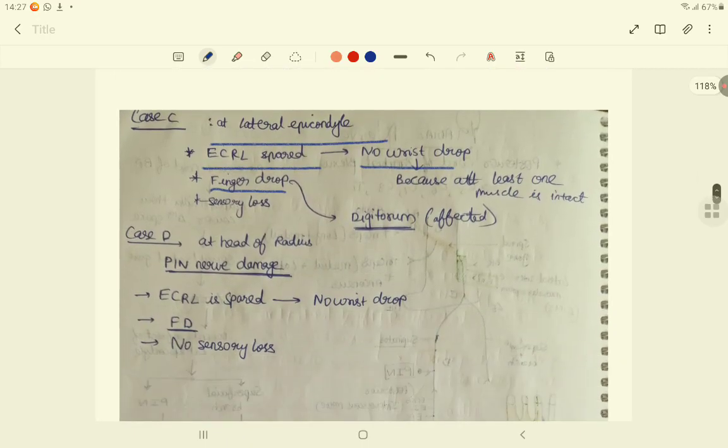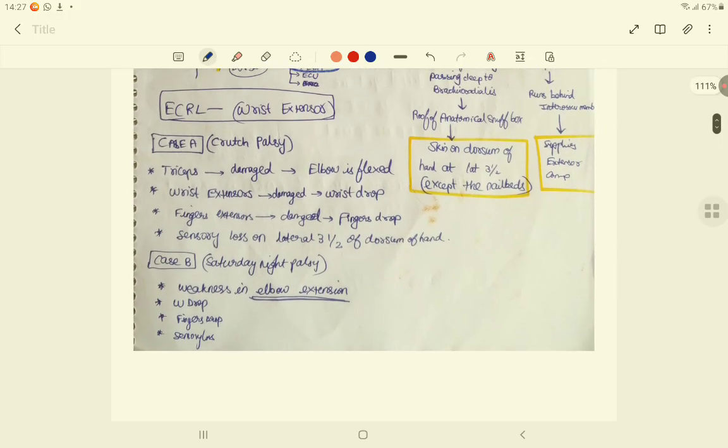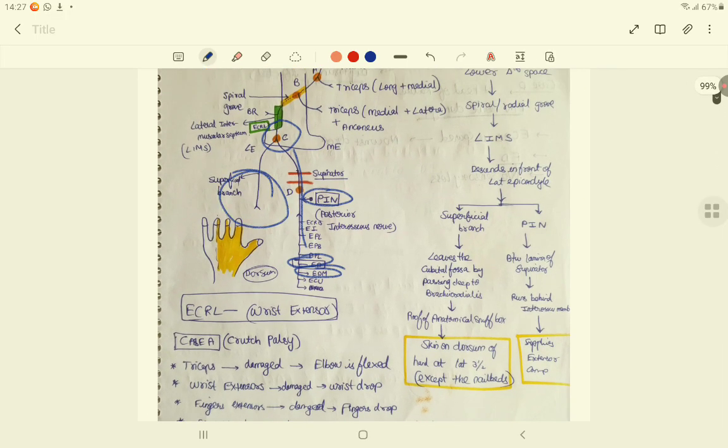So because of which there won't be any wrist drop, but there will be finger drop, and obviously there will be sensory loss, because this particular point is lost, right? I hope you understood case C. Case C occurs at this particular point. When there's damage over here, sensory loss will be there, and along with that, the extensor digitorum and digiti minimi are also getting affected. So finger drop will be there.